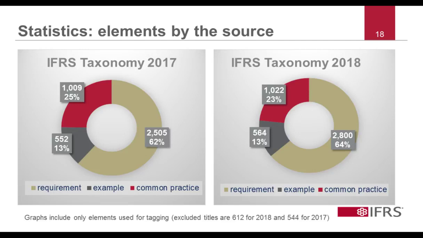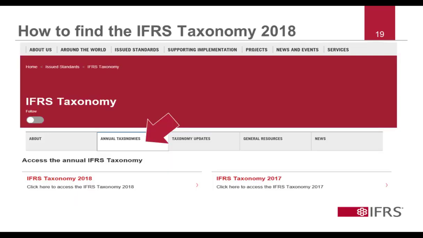Now, what we would like to show you is where the annual IFRS taxonomy is located on our website. It is on a separate tab. We have included all the annual taxonomies together, and you can see there is IFRS Taxonomy 2018. On the slide, we can also see annual taxonomy 2017, but there are a few more there as well. We just didn't include them on the slide.